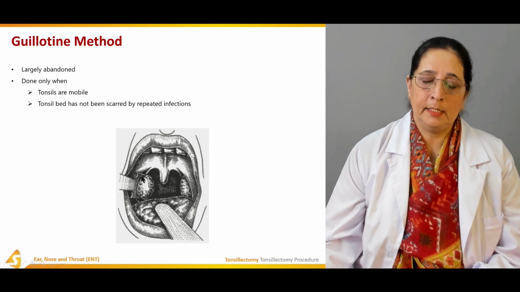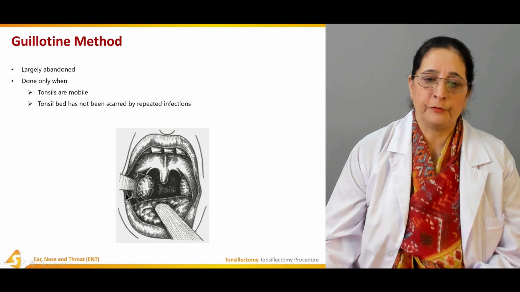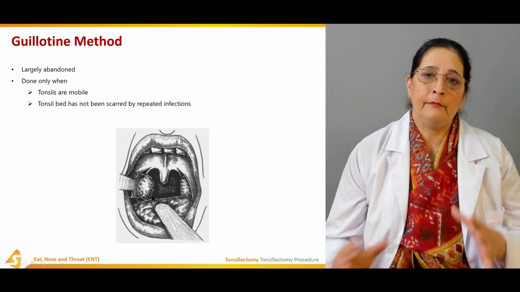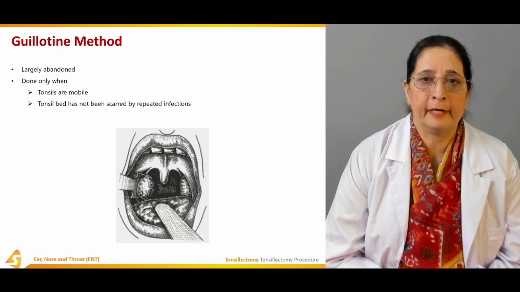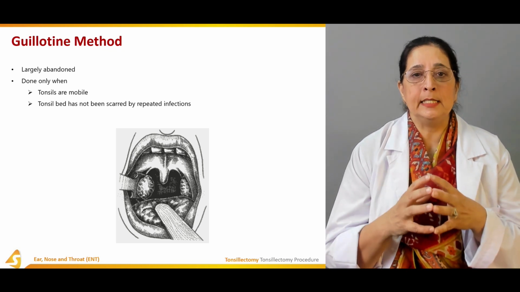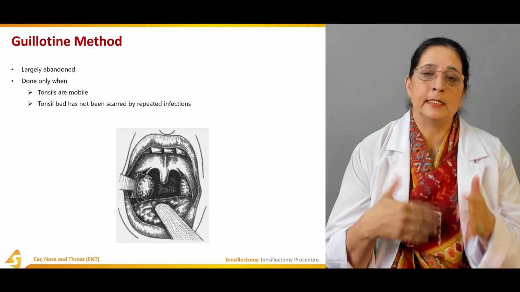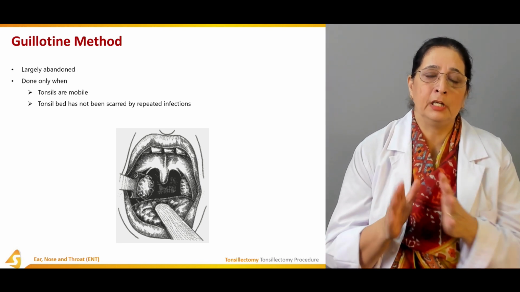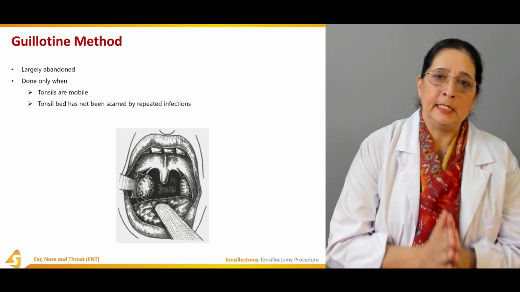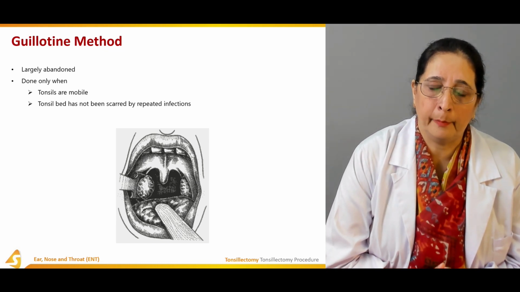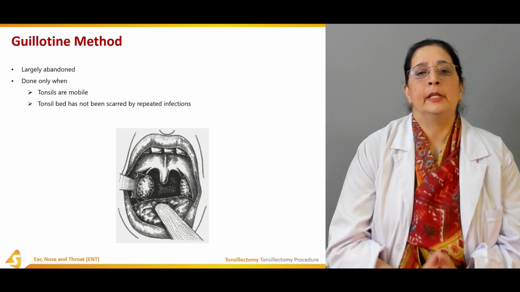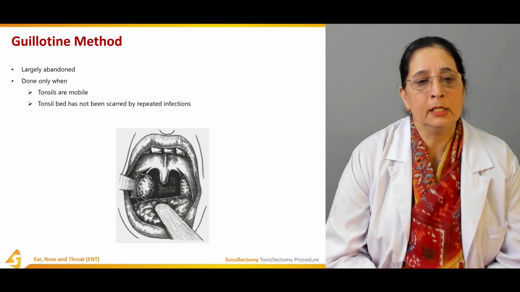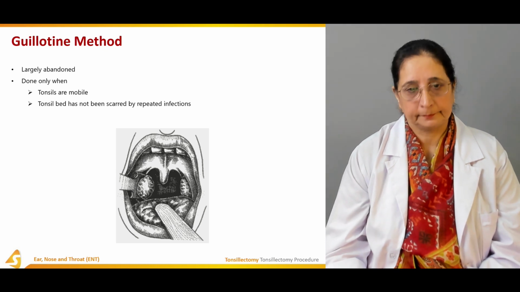Here you can see these are mobile tonsils, and the scarring is not present as a result of repeated infection, because mobility is affected by scarring as a result of repeated infection. If they are mobile, it means the infections are not present. Repeated infections do not occur, so they can be removed by the guillotine method.